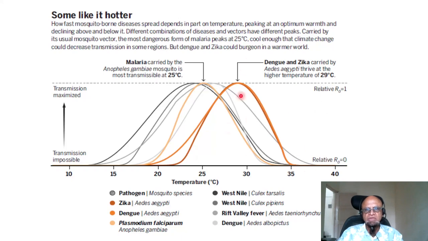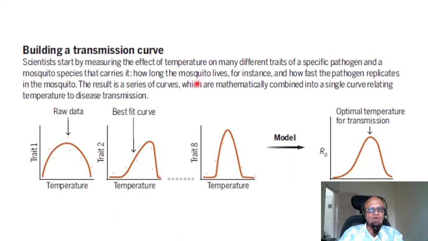So you can see how the warming temperatures shift, and then you have to understand how the pathogen shifts, how the vector population shifts, and how optimal transmission temperatures shift as well. So building a transmission curve, scientists start by measuring the effect of temperature on many different traits of a specific pathogen and the mosquito species that carries it, how long the mosquito lives, for instance, and how fast the pathogen replicates in the mosquito, and the temperature dependence of both. The result is a series of curves which are mathematically combined into a single curve relating temperature to disease transmission.